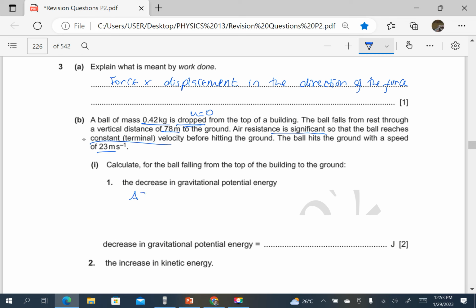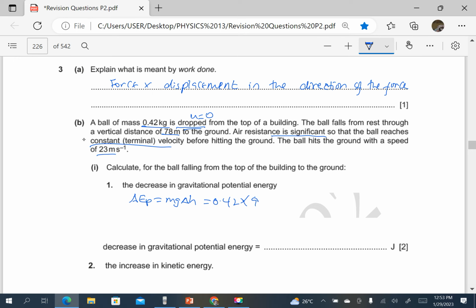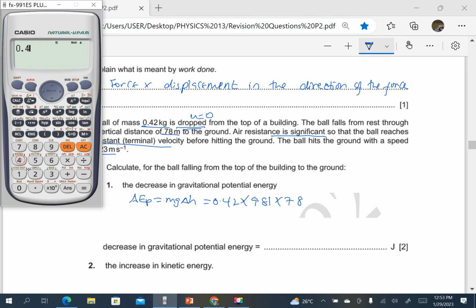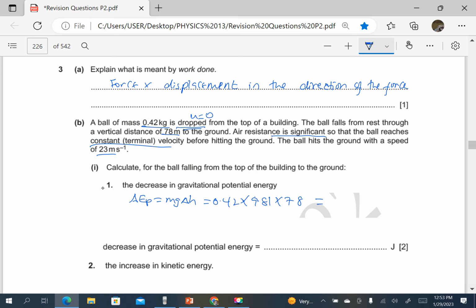So decrease in gravitational potential energy is equal to mg, change in height. We substitute mass 0.42, g is 9.81, then times the change in height. It is falling through 78 meters, so that is times 78. So 0.42 times 9.81 times 78. That is 321, which is approximately 320 joules.